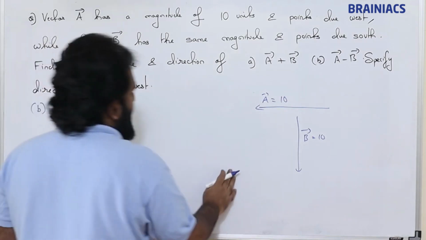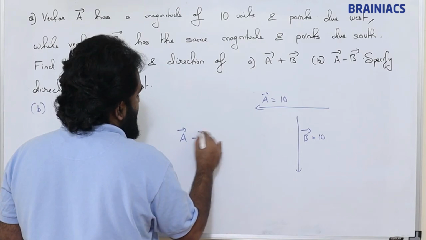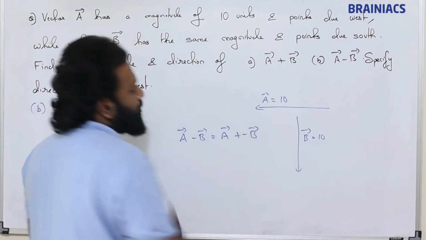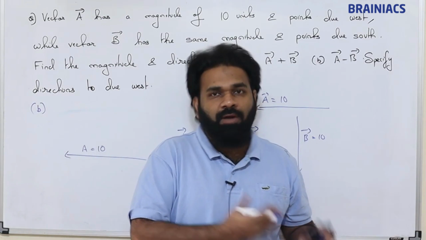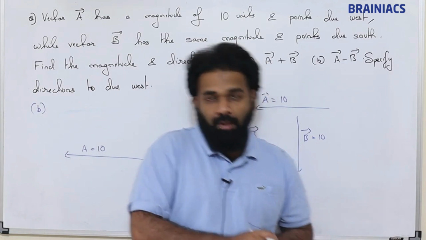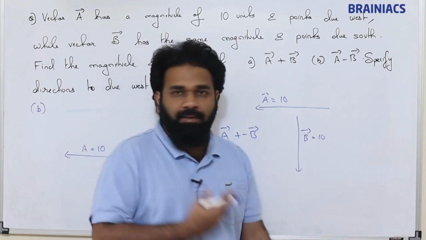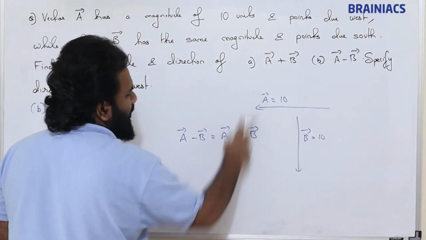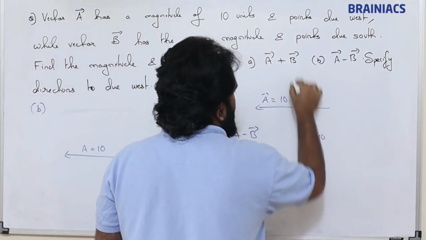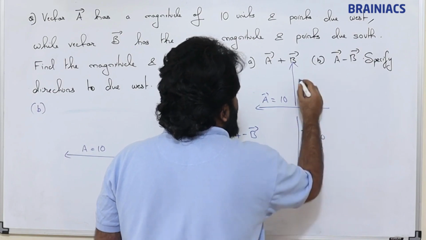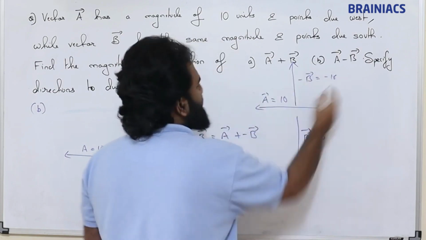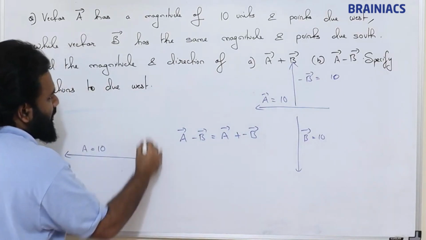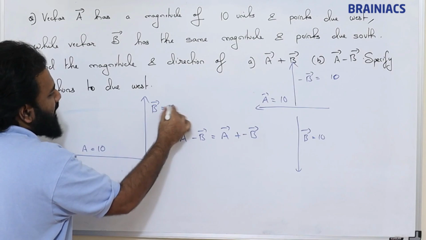A minus B is nothing but vector A plus minus of vector B. There is no direct subtraction in vectors. What we do is we flip the direction of the vector which is to be subtracted, then we add, and the remaining process is the same. So this is plus B vector. If we need minus B, without changing the magnitude, we will flip it. So this is going to be minus B. Again 10 will be the magnitude. So this is the vector minus B now, which is again 10 units.